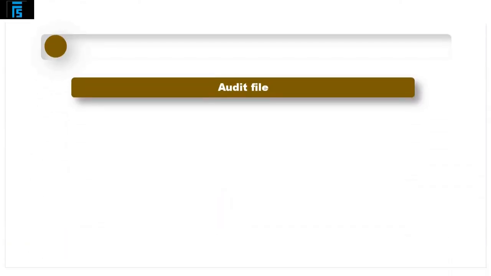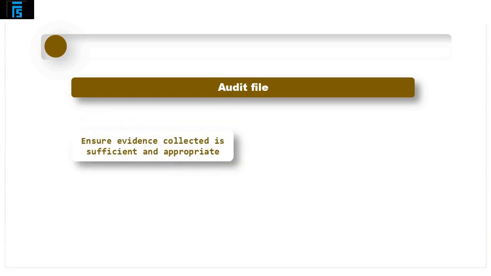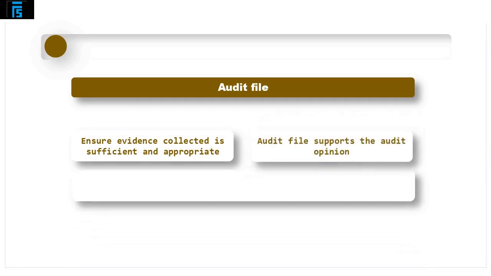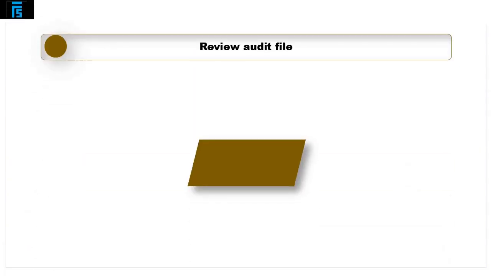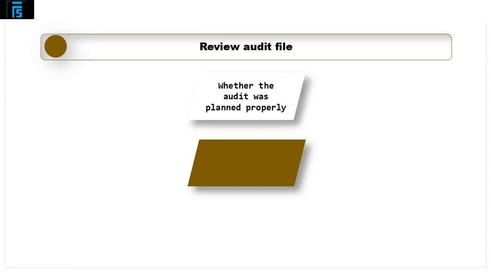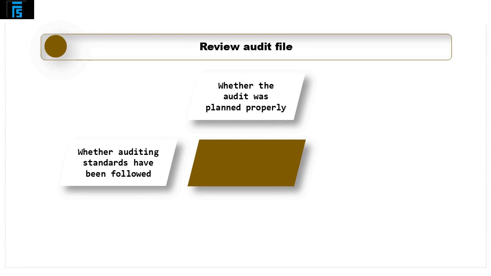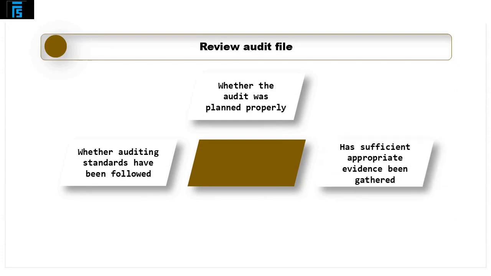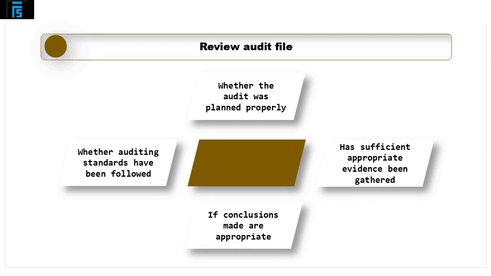The audit file is reviewed at this final stage to ensure the evidence collected is sufficient and appropriate. At the completion stage, they must ensure the evidence will support the audit opinion that will be formed. The documentation within the audit file will be reviewed to identify whether the audit was planned properly, whether auditing standards have been followed, has sufficient appropriate evidence been gathered, and if conclusions made are appropriate.